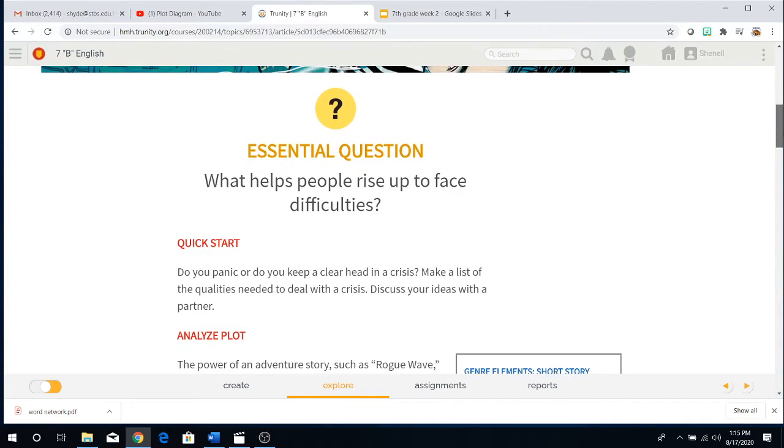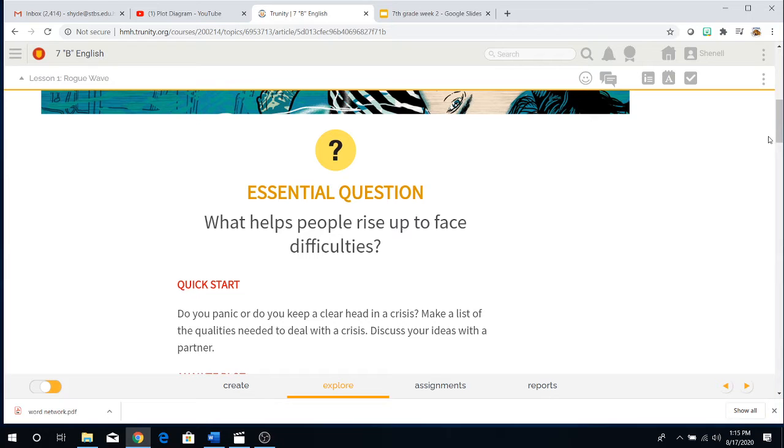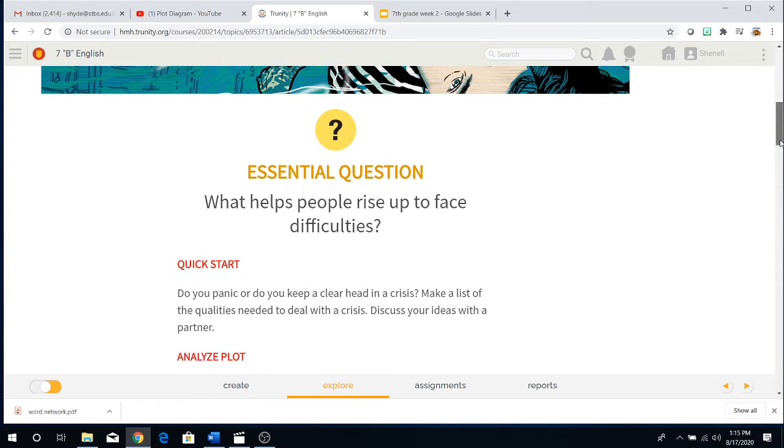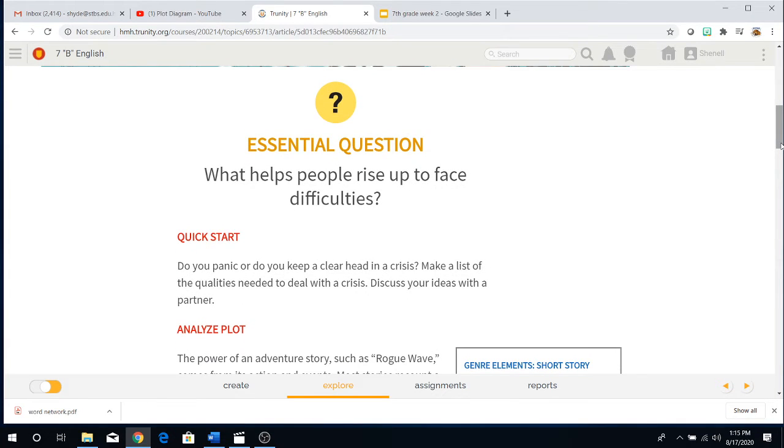So, as before, our essential question, never forget about it. Always focus on it because at the end, you're going to be answering it. What helps people rise up to face difficulties? Again, that's basically just asking you what motivates someone to be really bold or brave and face up to some difficulty they're having. It could be something in life. It can be someone, it could be many different things.